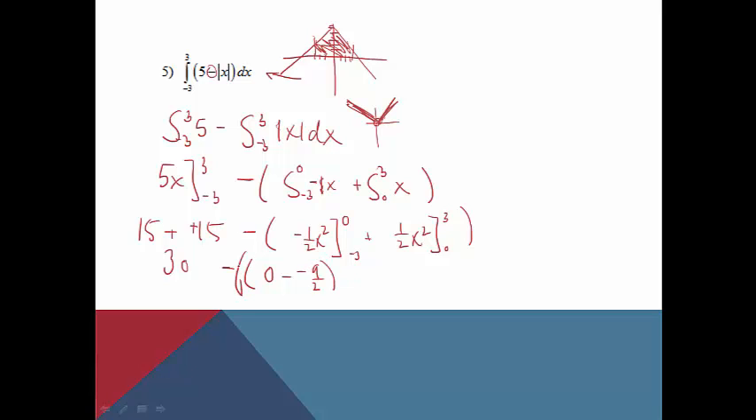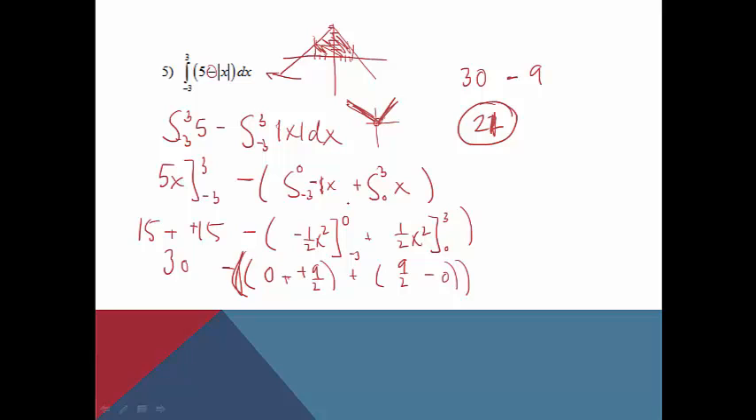Okay, and then plus, on this one, if I plug in 3, I'm going to get 9/2, and then minus 0. Okay, so this will turn into plus, so I'll get 9/2 plus 9/2. So I'm going to get 30, minus 9/2 plus 9/2 would give me 18/2, which would give me 9. And then 30 minus 9 gives me an answer of 21, actually. Okay, so I get an answer of 21.